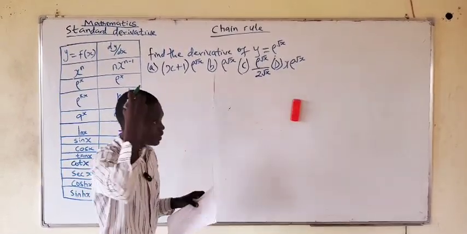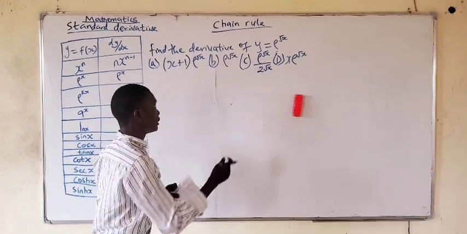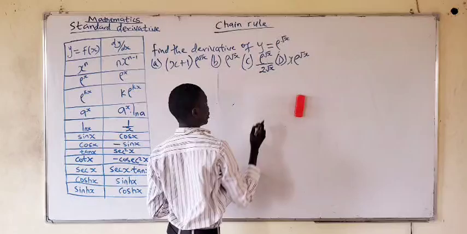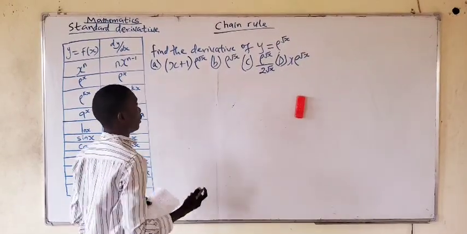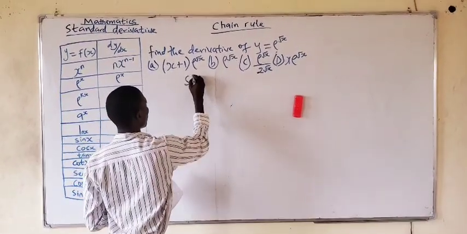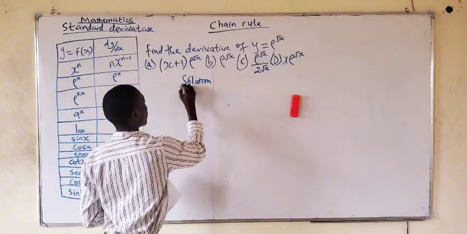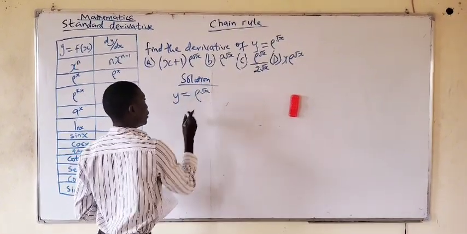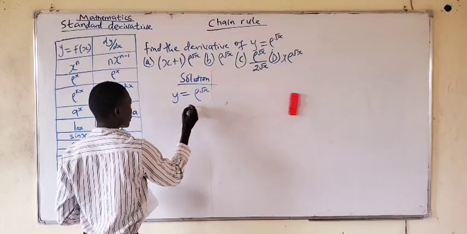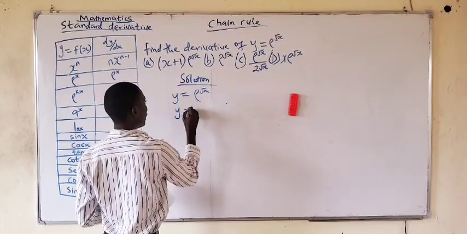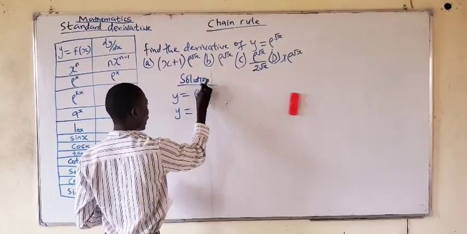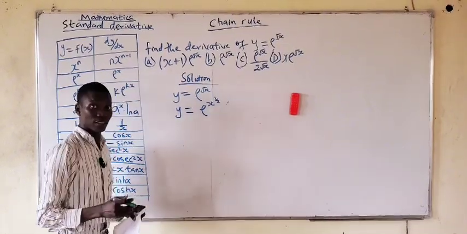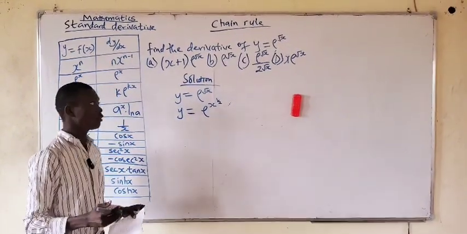So how are we going to solve it? If you look at it, you see that y is not a direct function of x. There are some other things attached to it. So at that point, you make use of chain rule. So let's say solution: y equals e exponential root x. You can also rewrite this root as x raised to the power of 1 over 2. It's still the same. So what are you going to do now?